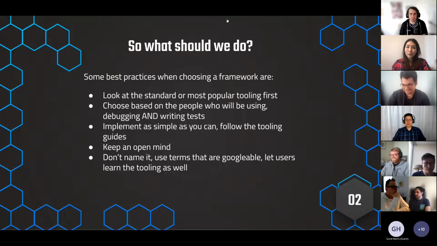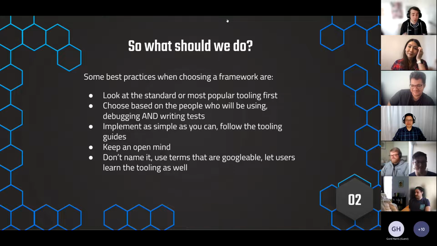And then the last piece of advice is just don't name it. Use terms that are Googleable. Even if you're wrapping a standard framework in your own thing and you want to put a name on it, by doing that, you're saying, oh, this is the Shane automation tool. If I type that into Google, I'm not going to get any results, and then everyone's going to come to me and ask me for help on that. So where possible, don't put a name on it, call it what it is.